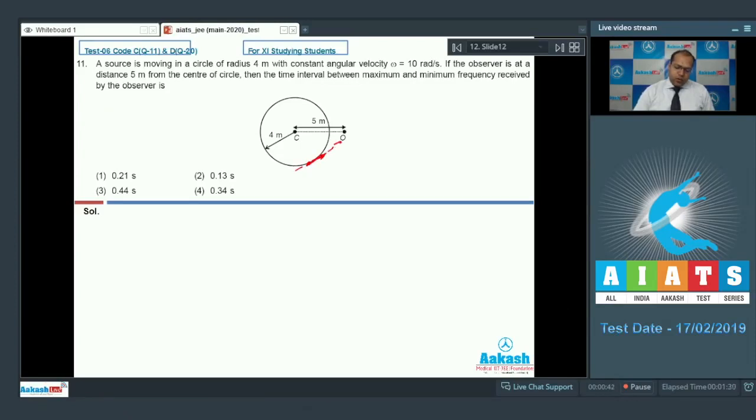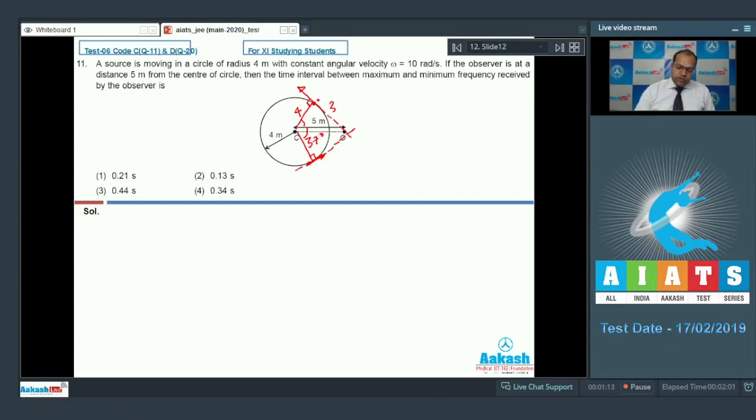the point O lies on this line, and the frequency is minimum at this position when the velocity is in this direction and point O lies on this line of velocity. So if I drop a perpendicular at these two positions, this is 4. By right angle triangle, this separation comes out to be 3. So this angle and this angle is 37 degree.